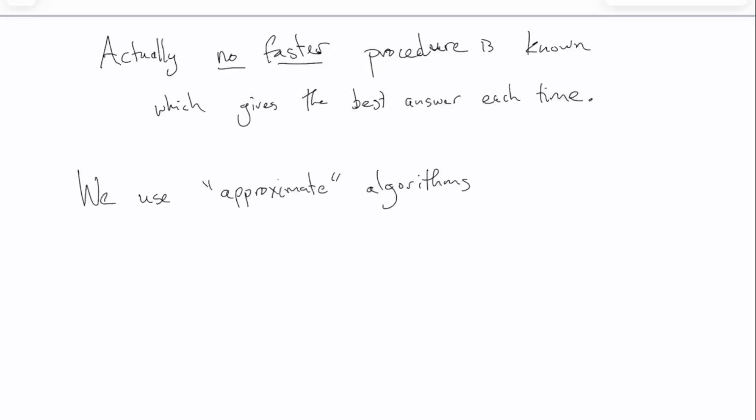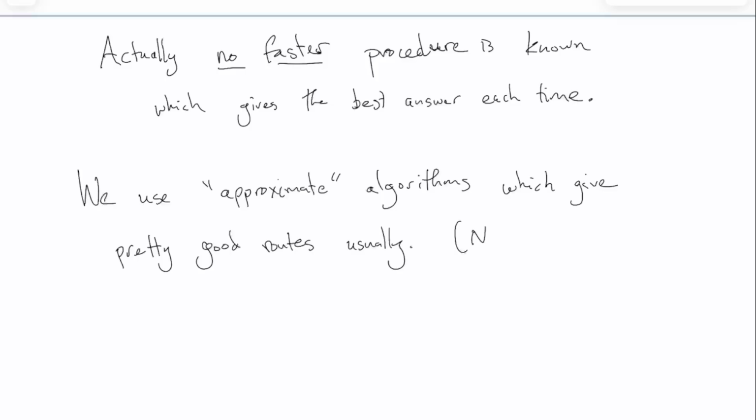Like the package guy who delivers 100 packages every day. Actually, that guy is not driving the mathematically best route because it's not possible to calculate that in time for him to do his job every day. Instead, he's driving what is not necessarily mathematically the best route, but a pretty good route based on these approximate algorithms. We use approximate algorithms which give pretty good routes, usually, not necessarily the best.